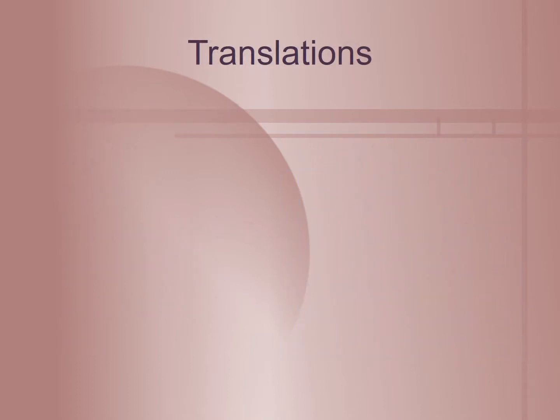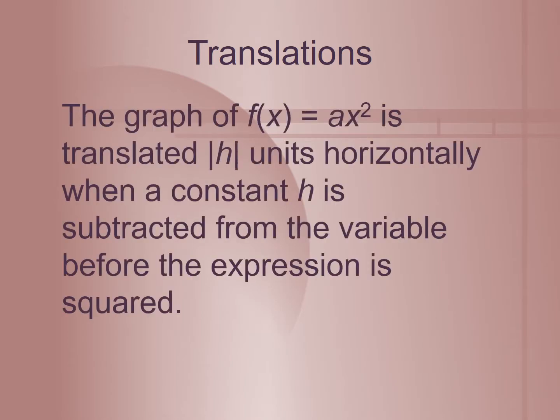All right, so let's take a second to talk about translations. When we have the graph of f of x equals ax squared, you're going to translate it horizontally whenever you're looking at h. Okay, so whenever you have a constant h that is being subtracted from the variable before the variable is being squared, then that translation is horizontal.